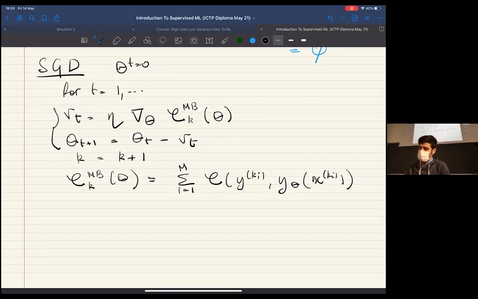Maybe I should put a line here. Actually, there should be a double loop. I will write it more cleanly. You first divide all your data into mini batches. First you permute your data randomly, you divide into mini batches, and you loop over all the mini batches. So you compute the gradient on the first mini batch, then second, then third, and so on, until you reach the last mini batch.